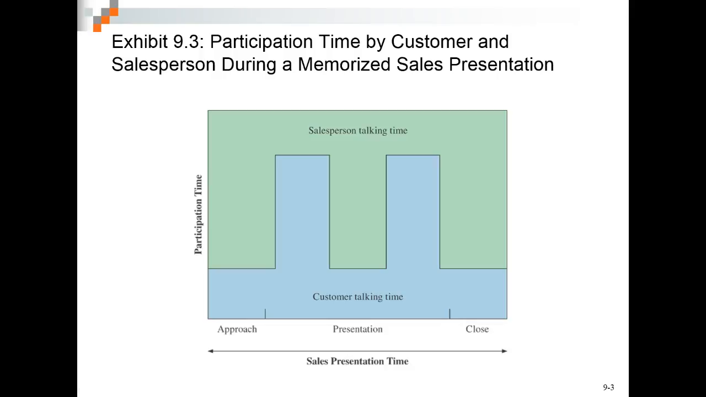The important part with these, important not just for quizzes and assignments and things like that, but also in reminding ourselves how to act, is this graphic right here. You have the salesperson talking time in green, and then the customer talking time in blue. In the approach, a whole bunch of salesperson talking time. Okay, a whole bunch of this.